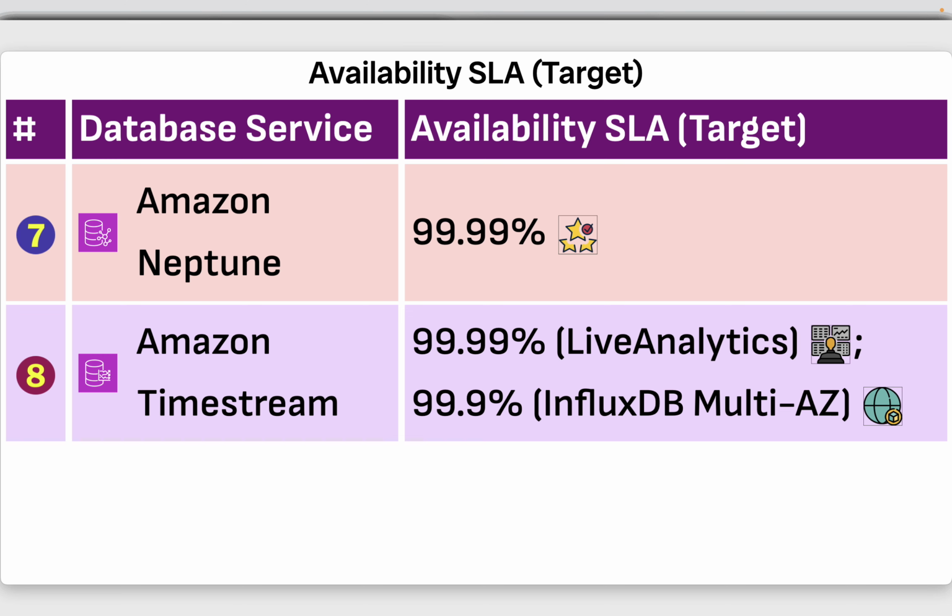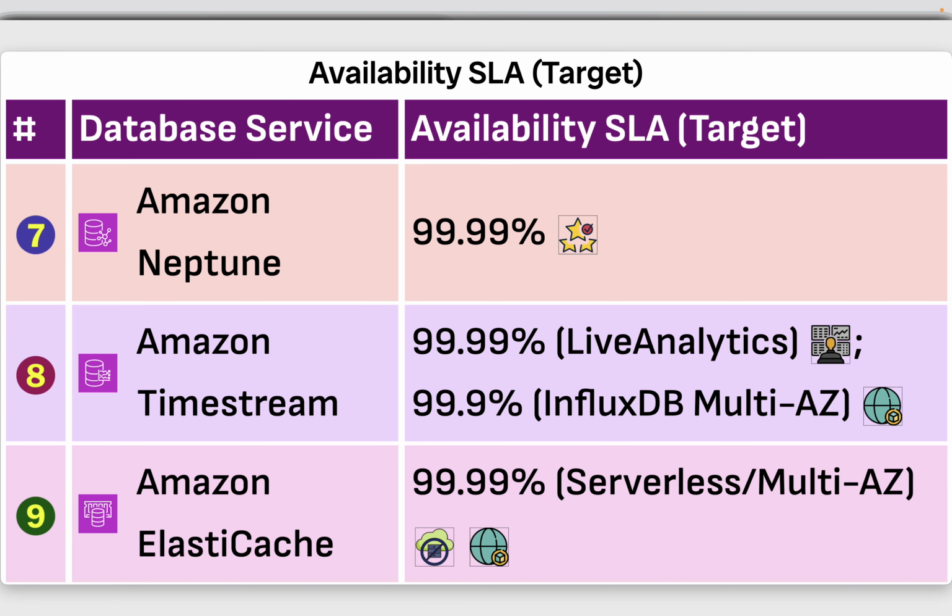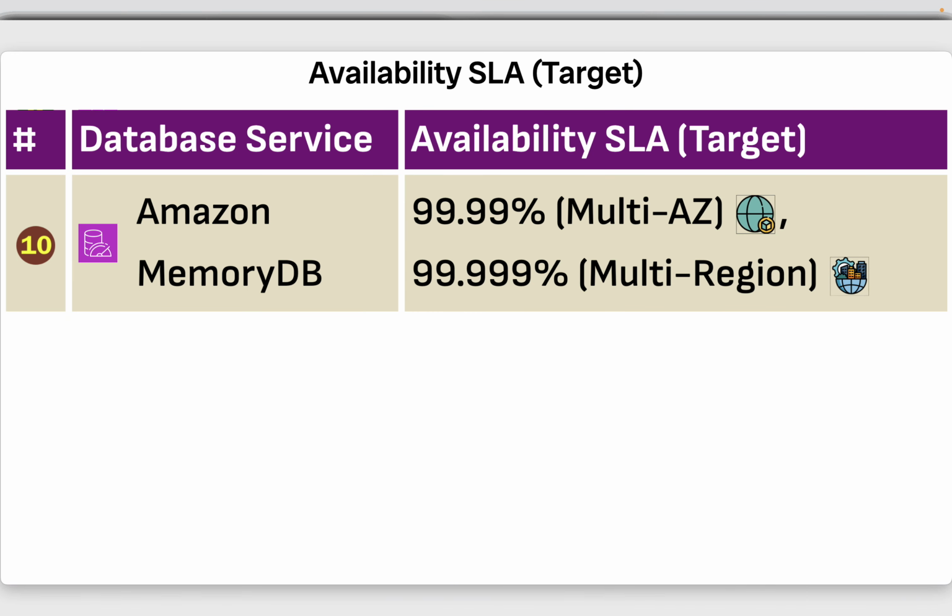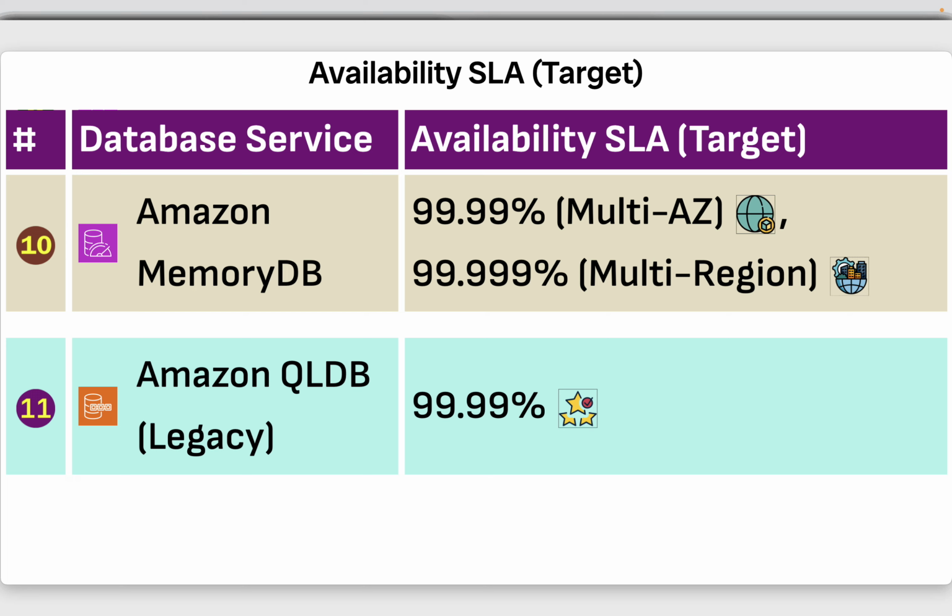Timestream has two modes or two flavors, which are Live Analytics and InfluxDB. Live Analytics is 99.99% and Influx is 99.9%, so Live Analytics is a bit higher. Then comes Amazon ElastiCache, which has 99.99% for serverless and multi-AZ modes. Amazon MemoryDB has 99.99% for multi-AZ and 99.999% for multi-region. Amazon QLDB has 99.99% availability.